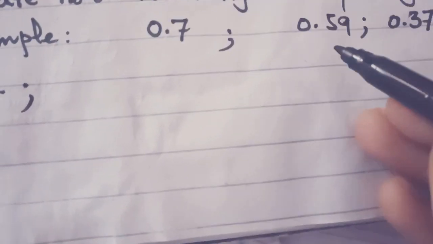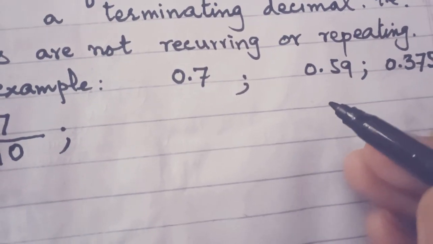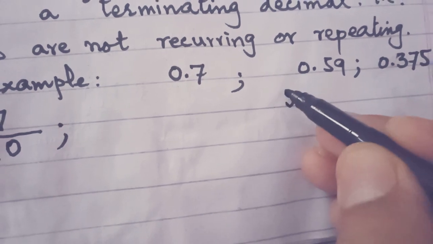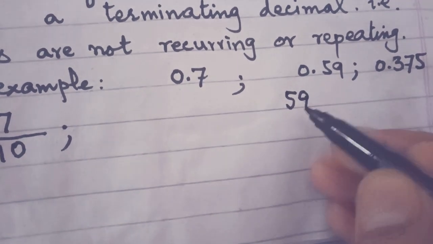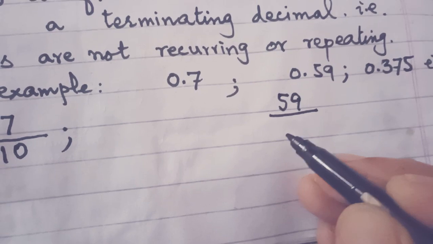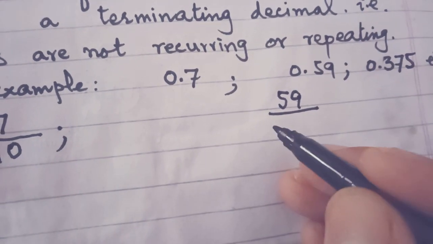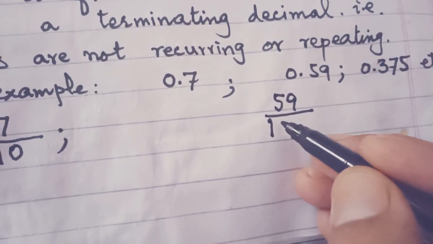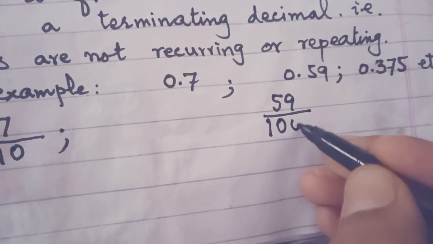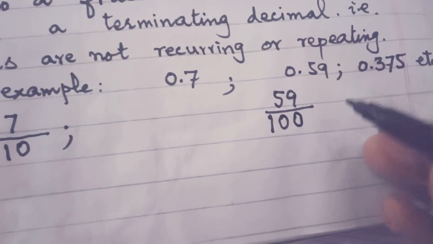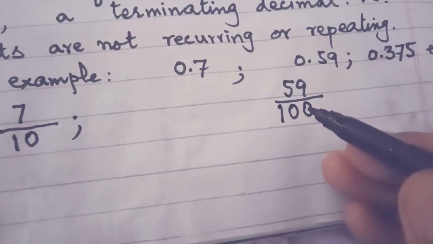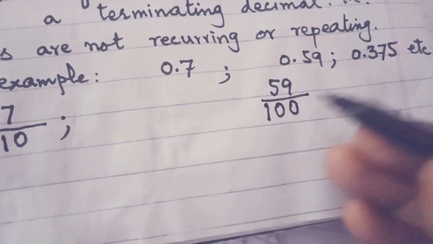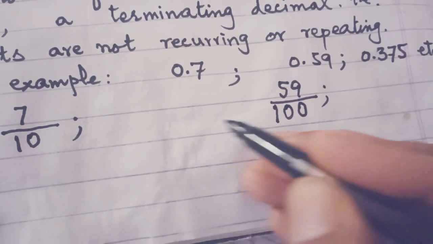Similarly, this one has two digits after the decimal. We write down 59 without the decimal, and in the denominator, instead of the decimal we put 1, and since there are two digits, we put two zeros. So this is the common fraction. If we see that it can be simplified, we simplify it, otherwise not. This cannot be simplified, therefore we leave it as it is.